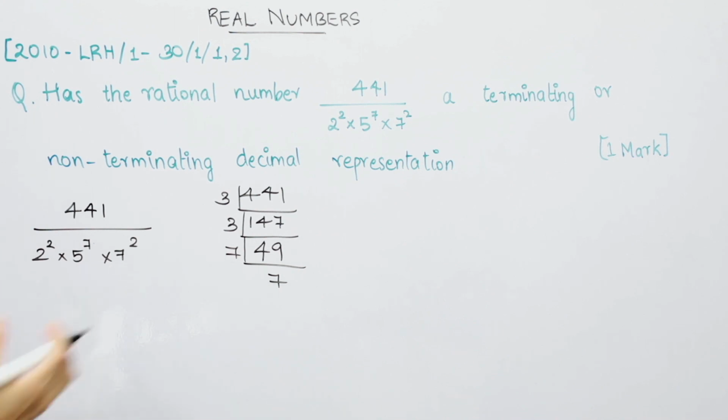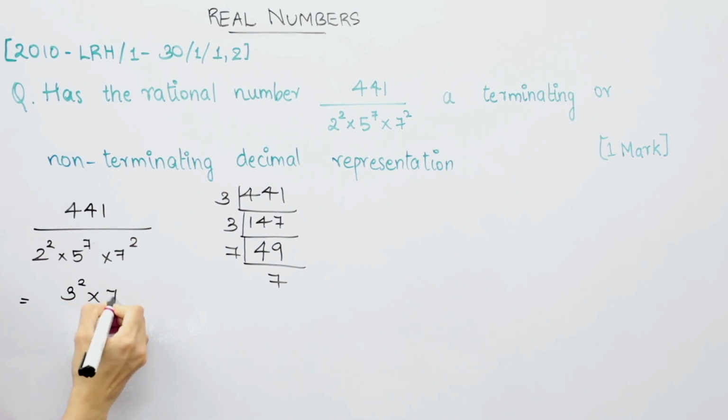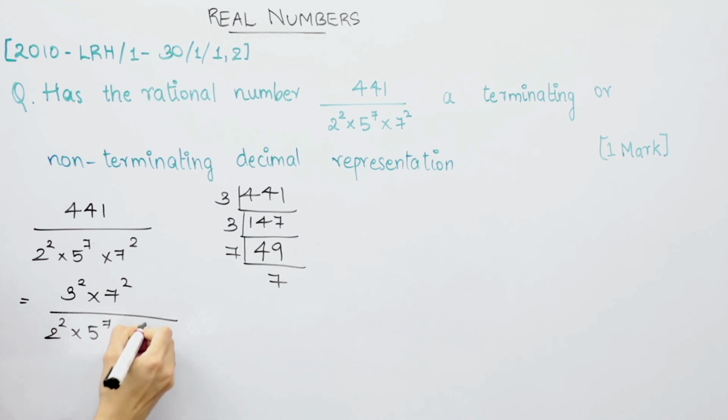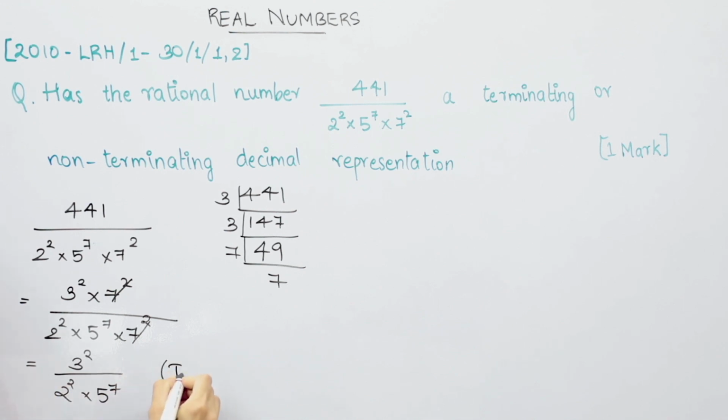So we get the factorization of 441 as 3 squared into 7 squared, and the denominator is 2 squared into 5 raised to 7 into 7 squared. You can see 7 squared in numerator and denominator gets cancelled. So the number becomes 3 squared by 2 squared into 5 raised to 7. Now we have only 2 and 5 in the denominator. Therefore, it's a terminating decimal.